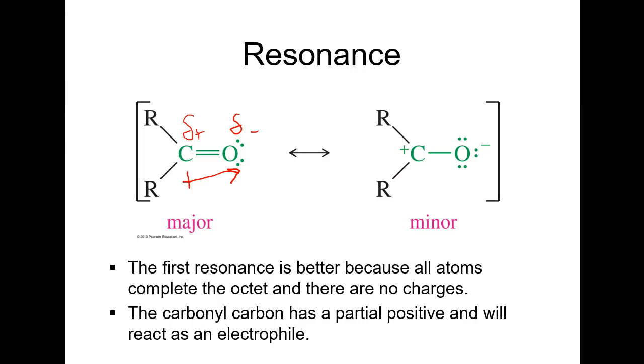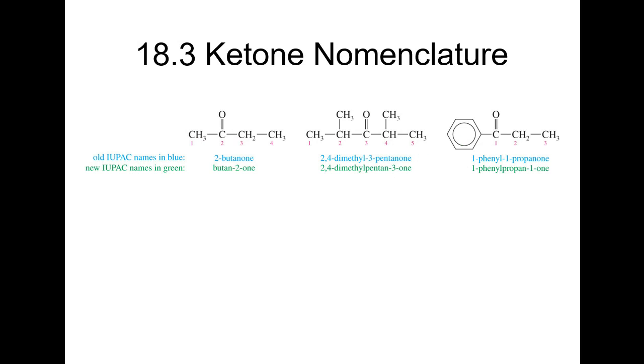Okay, so like I said, the first resonance structure is better because of the octet and there are no charges. The carbonyl has a partial positive and will react with electrophiles. Actually, that is incorrect. The carbonyl compound has a partial positive and will react with nucleophiles, not electrophiles. Nucleophiles. Okay, your oxygen can react with electrophiles because it's partial negative.